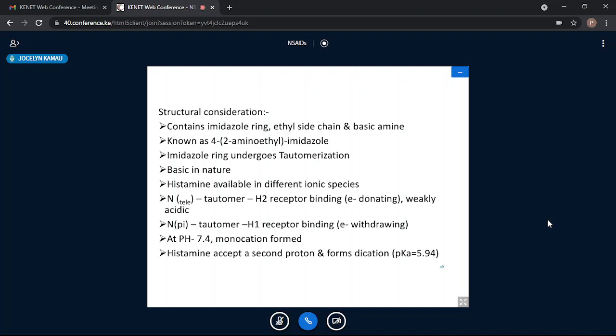And from that endogenous compound, we are able to develop our antihistamines, because as we look at the histamine, the drugs that are of importance are definitely the antagonists, as I have said, and not the agonists. So when you look at the structural consideration, it contains an imidazole ring, an ethyl side chain, and a basic amine.